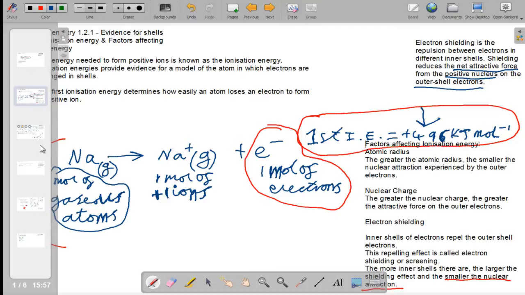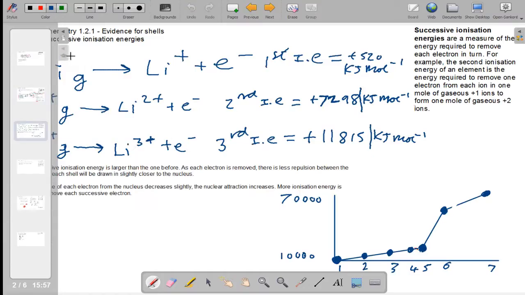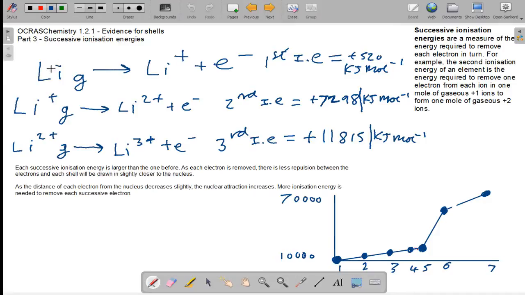So we'll look at part 3 now. Lithium can have successive ionization energies, which require even more energy in order to make 2+ ions and 3+ ions, say. And successive ionization energies are a measure of the energy required to remove each electron in turn. This is an example, so this is not part of the definition. You just need to remember that part there at the top.